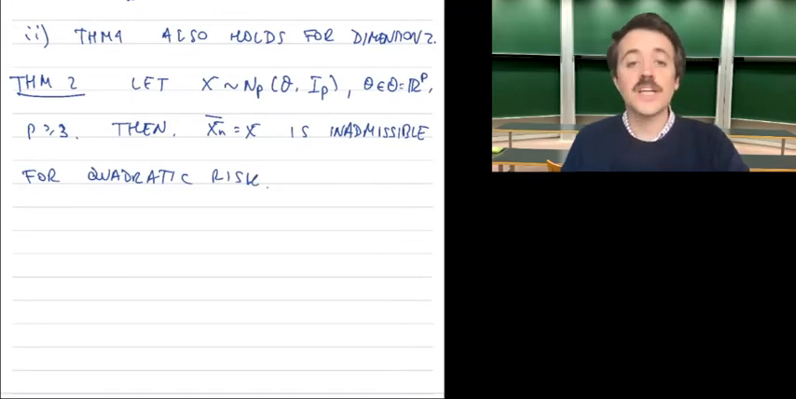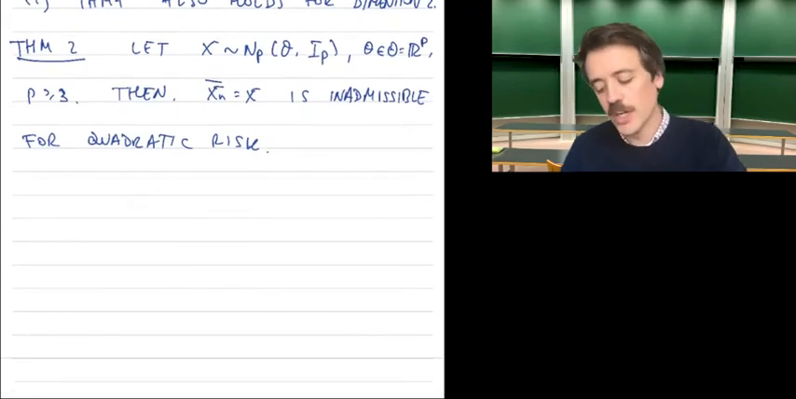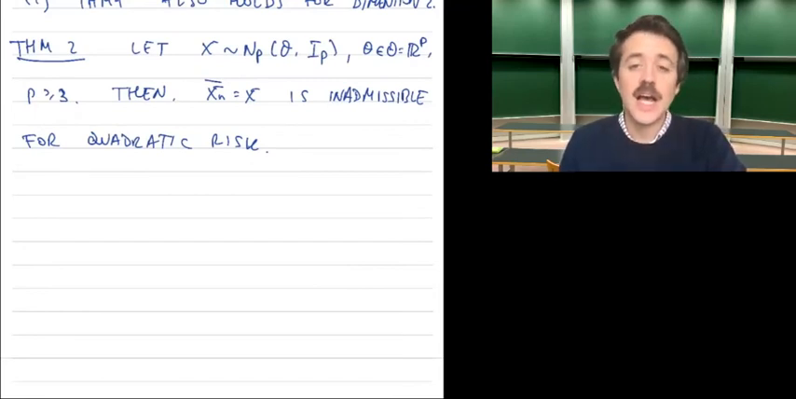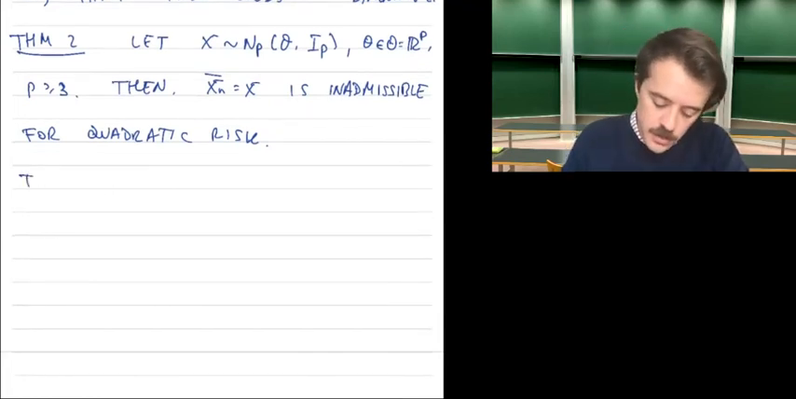Okay, so that's the statement. Now, to show this theorem, of course, we're going to have some decision rule that dominates this MLE in this case. And we're also going to need a lemma. So let me say this more explicitly.